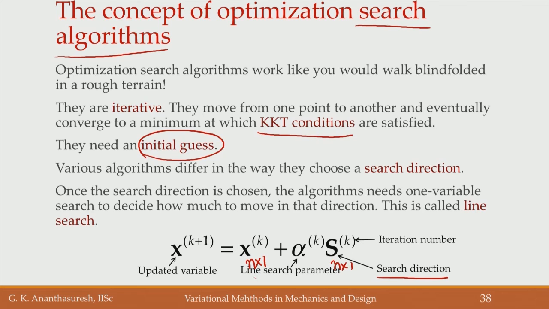Then there will be this line search parameter, what we call alpha, which is just a scalar. That is, once you choose which way to go, how far do you go, right, that is set by this line search parameter. So, all the algorithms that are there that help you find the minimum with these gradient based methods differ from one another based on how they identify the search direction. By the way, this k here denotes the iteration number. Okay.